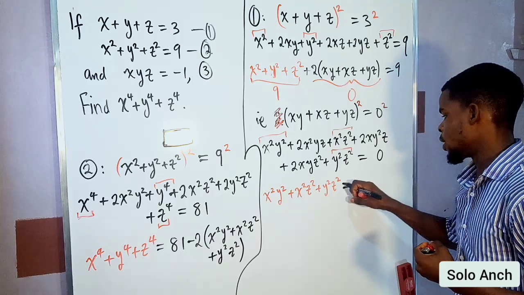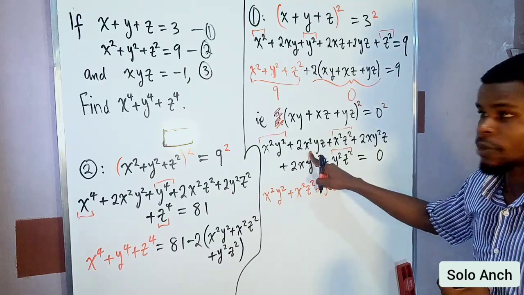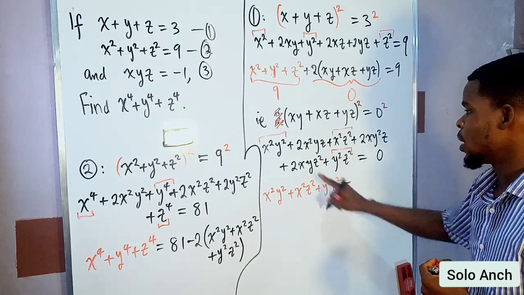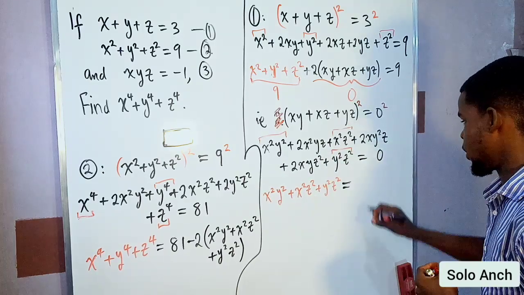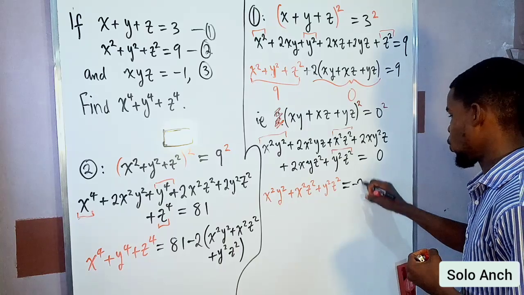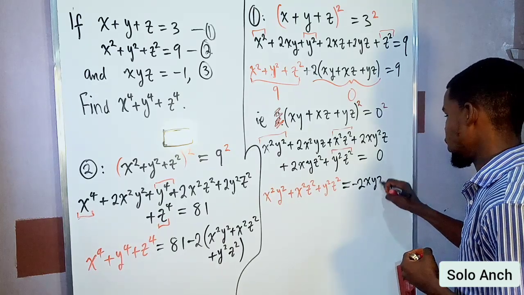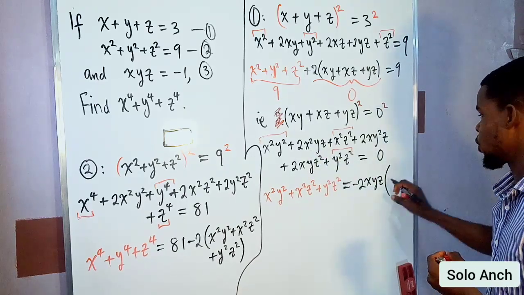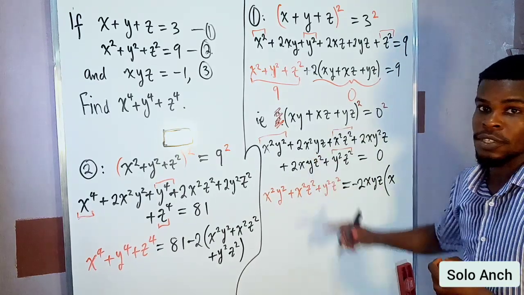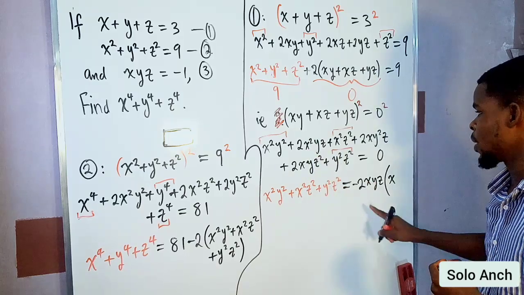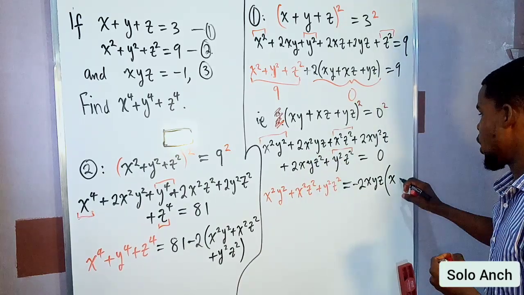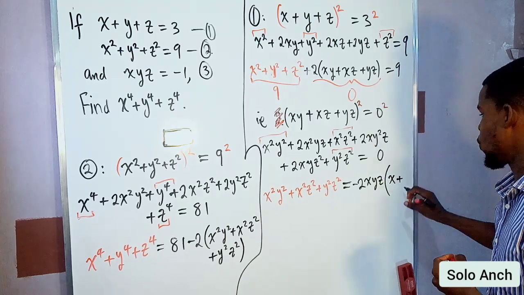Notice that there is a common factor among these terms. The common factor is 2xyz. Each of these three terms has 2xyz. So we move it to the right, and we're going to turn it to minus 2xyz. And then inside the bracket, we'll be left with x here, because x appears twice in this first term. When we factor out 2xyz, we'll be left with a single x right here. Then for this second term, we'll be left with a single y.